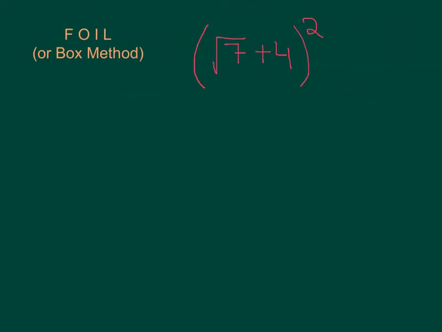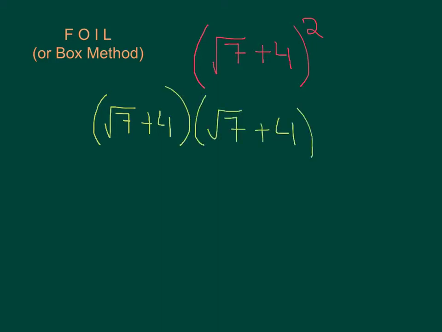Okay, here's our last example with FOIL, or the box method. The square root of 7 plus 4 squared. Now, the biggest mistake you can make right here is to distribute that exponent, because when you have a binomial squared, it means that you have the square root of 7 plus 4 times itself. The square root of 7 plus 4 again, and then from there you can use the box method or FOIL.